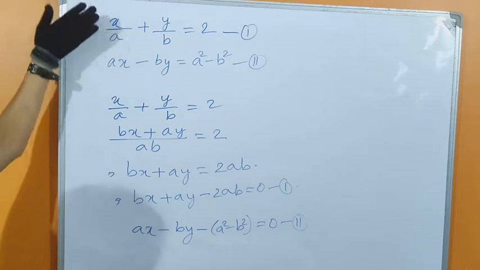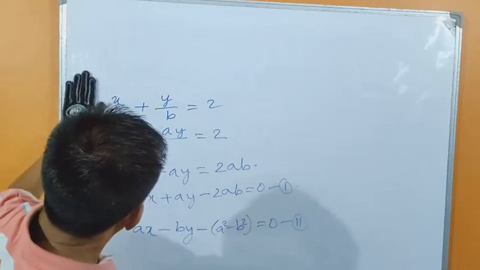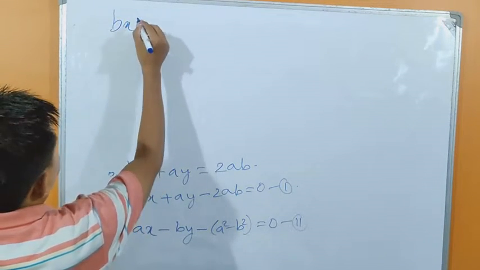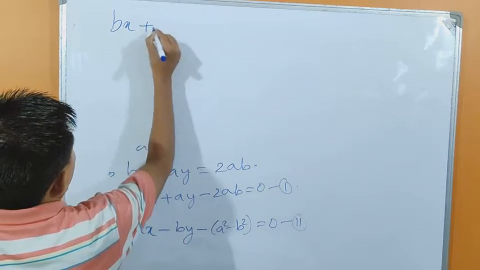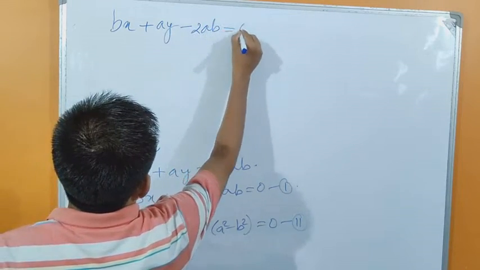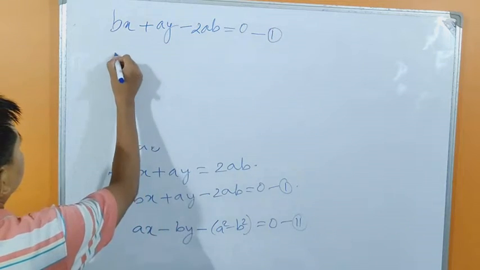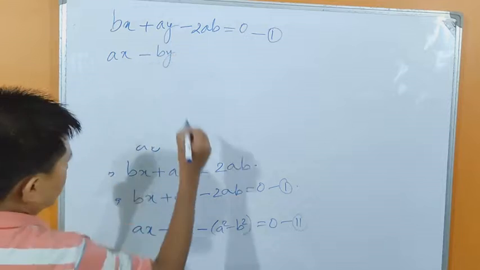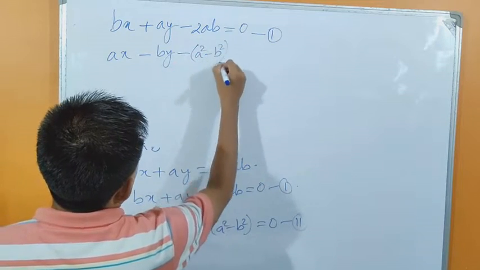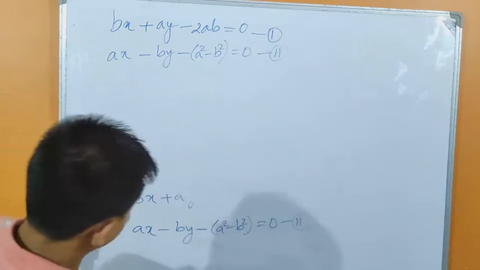I'm going to erase this and do it from the top again. Let me write equation 1 first. BX plus AY minus 2AB equals 0. This is equation 1. And equation 2 is AX minus BY minus A square minus B square equals 0. This is equation 2. Now we can solve these two equations by the method of cross multiplication.